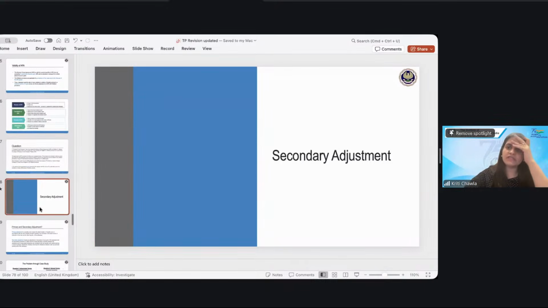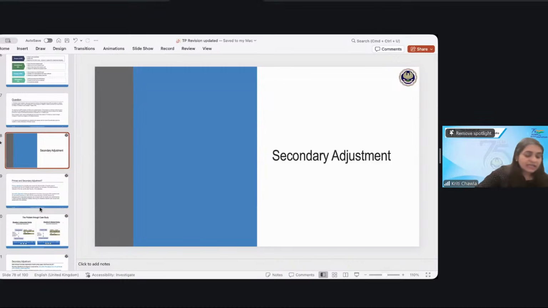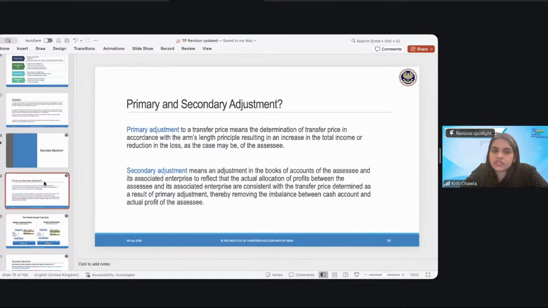Now, the next topic that we have is basically secondary adjustment. Now, what is secondary adjustment? Before we actually get into secondary adjustment, we have to understand the concept of primary adjustment. So there is something called primary adjustment, and then there is something called secondary adjustment. Now, primary adjustment to a transfer price means the determination of transfer price in accordance with the arm's length principle, resulting in an increase in total income or reduction in loss, as the case may be, of the assessee.